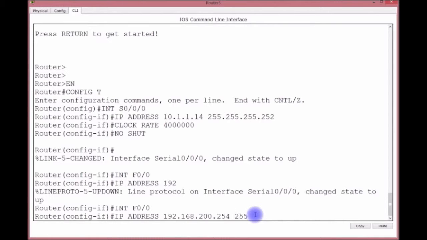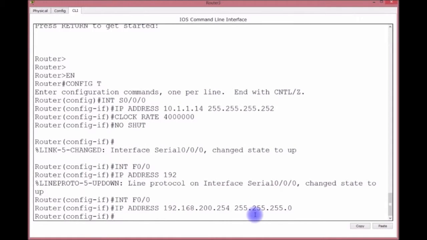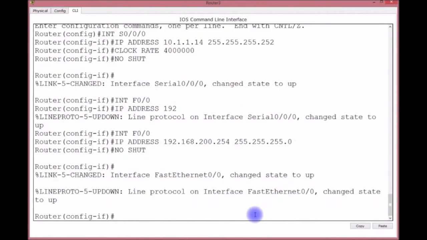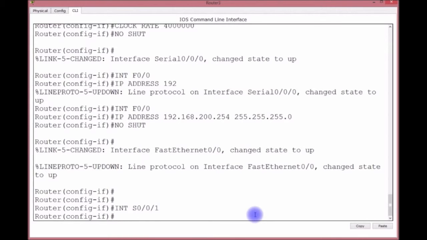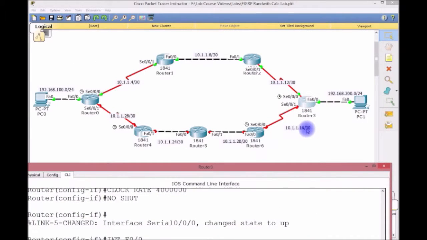192.168.200.254, 255.255.255.0. In this case, this is towards the LAN, an actual LAN, so we'll make it 0. All right, and then you do a no shut there. And then the last interface would be int S0/0/1. IP address, and I believe this should be 17. Yeah, it's a 16 network right here, so this is 17.